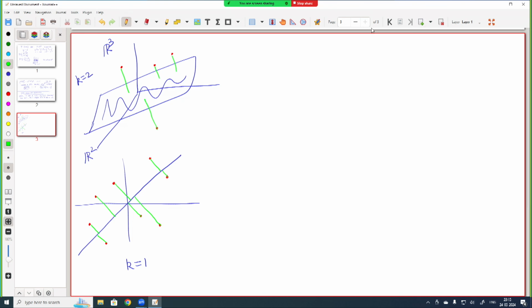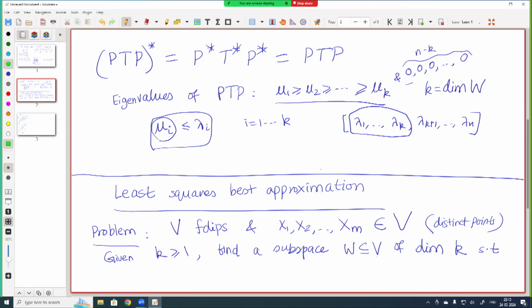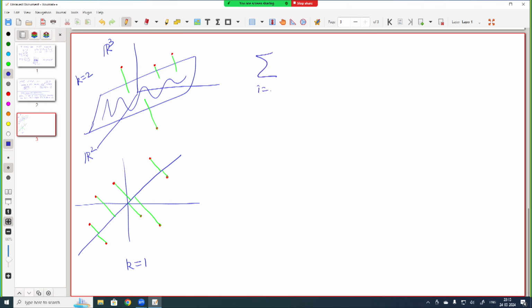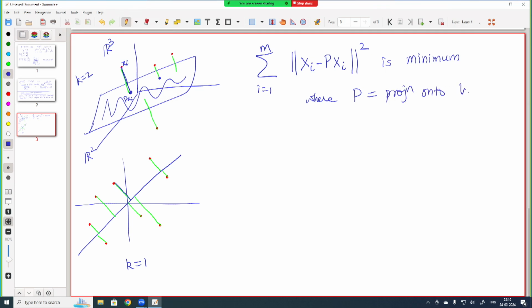Okay. So, let me complete my statement. I only wrote half of it. Find a subspace of dimension k such that the sum of the squares of the distances is minimum. What is square of distance? That is norm squared. So, how do I capture this perpendicular distance? Projection form: xi minus projection of xi, right. The feet of these perpendiculars are my projections. So, this point is xi, this is my projection of xi. I want to minimize this, where P denotes just the orthogonal projection onto W.